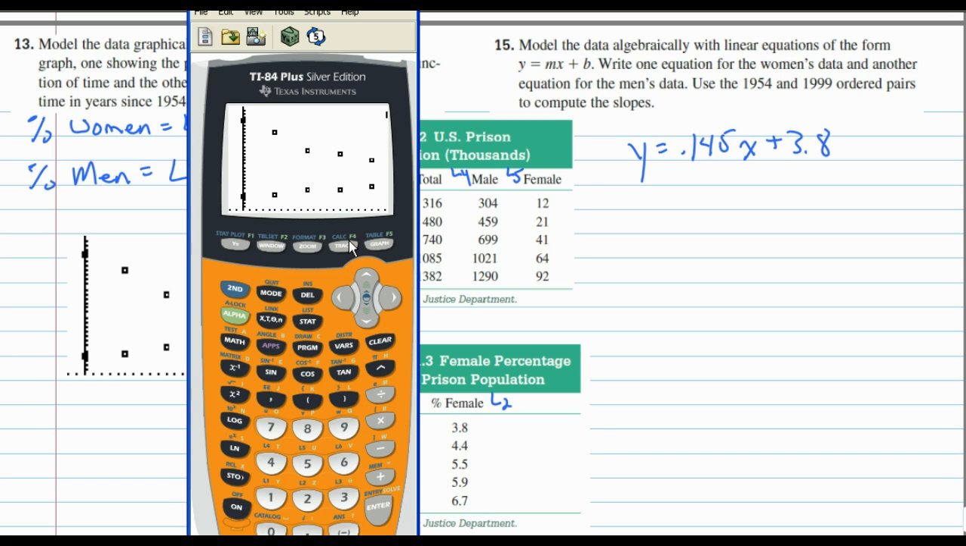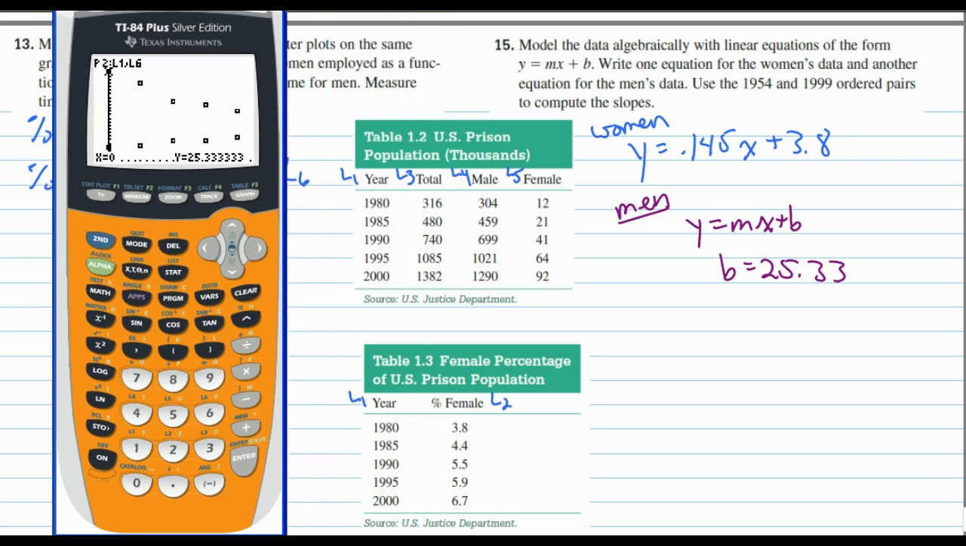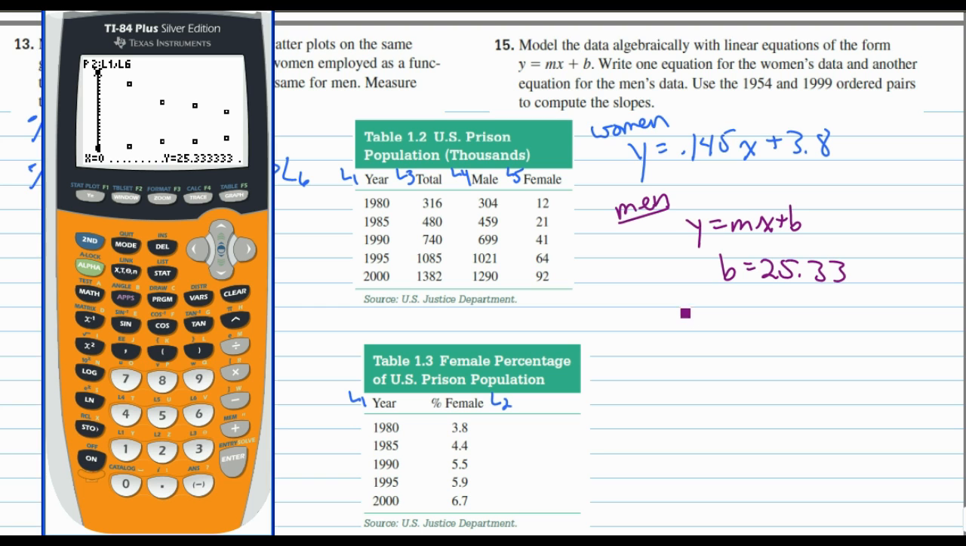I'm going to hit my trace key. Now 0, 3.8, I know that is the women's data. L1, L2 was the women's data. Here's the men's data. So my y-intercept for the men, if I hit up, I switch to the other set of data. My y-intercept, my b value for the men, y equals mx plus b, b is going to be 25.33.